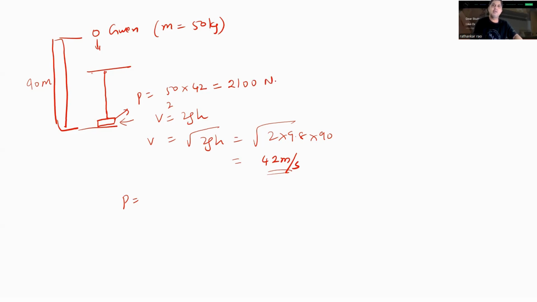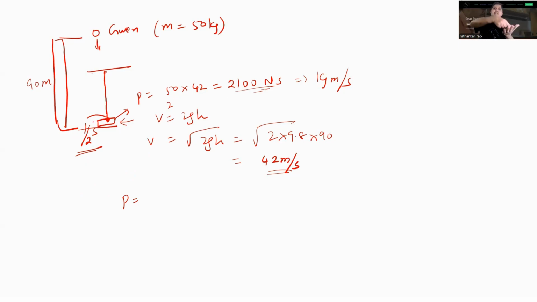2100 Newton second, or maybe I can say kg meter per second. Now let us say the web link comes over here and catches over here. Let us say the time for which Gwen is in contact with the webbing is, for example, half a second.